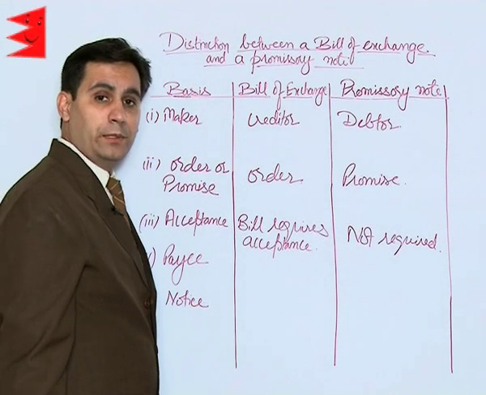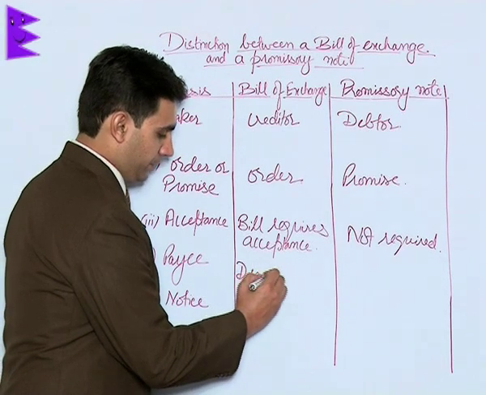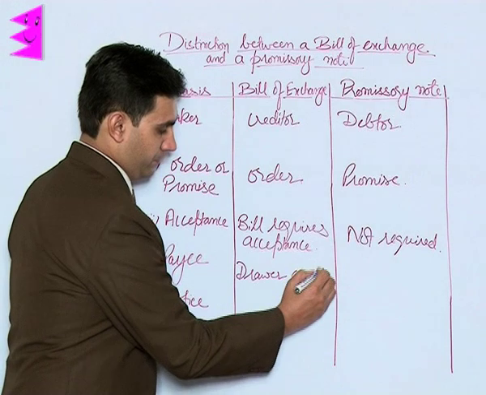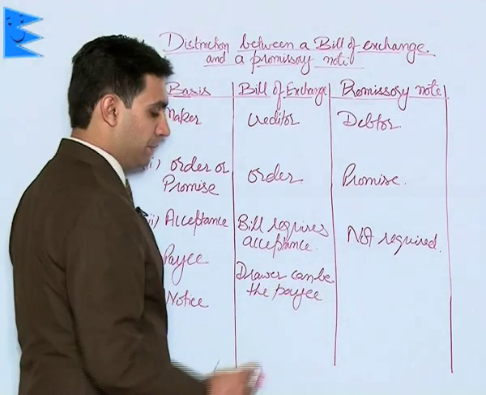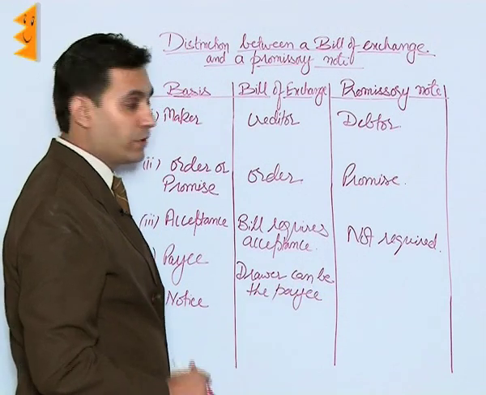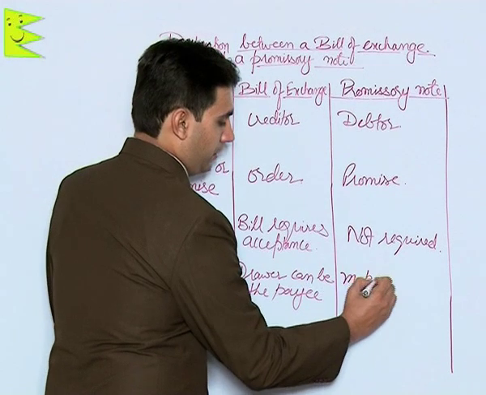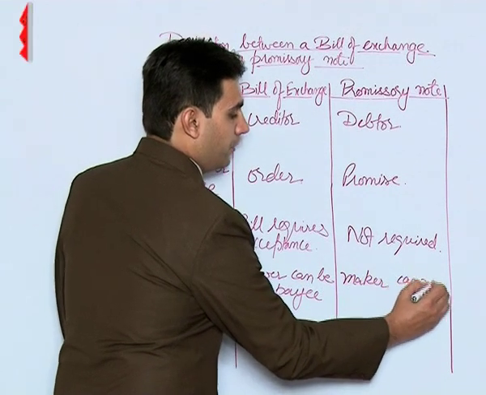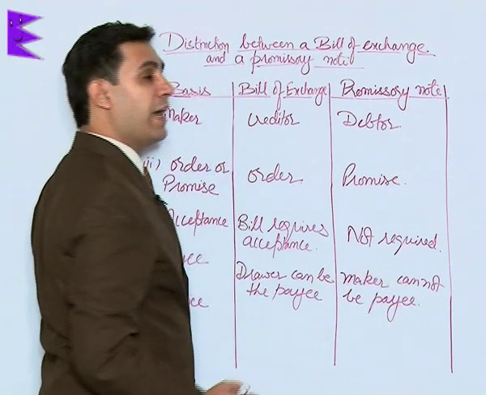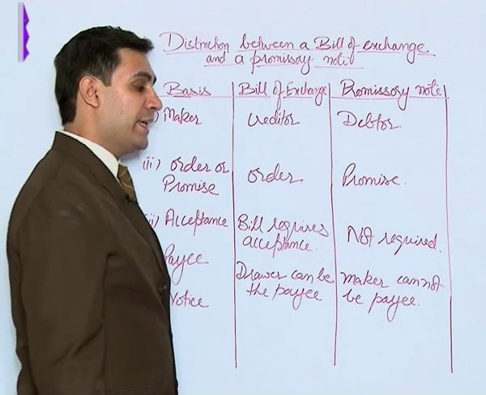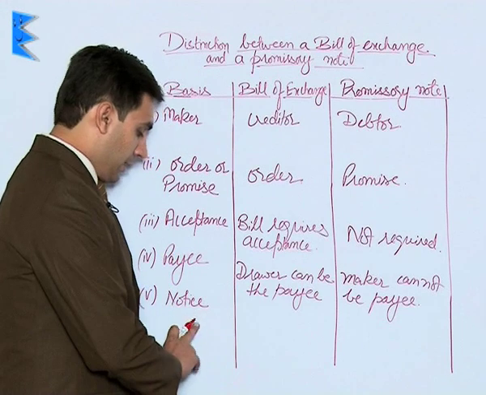Then comes the payee. In case of bills of exchange, the drawer can be the payee. That is, the drawer can be the person who will receive the payment. Whereas in case of a promissory note, the maker cannot be the payee. Since the maker has to make the payment, in any case, he would not be the person who would be the receiver.